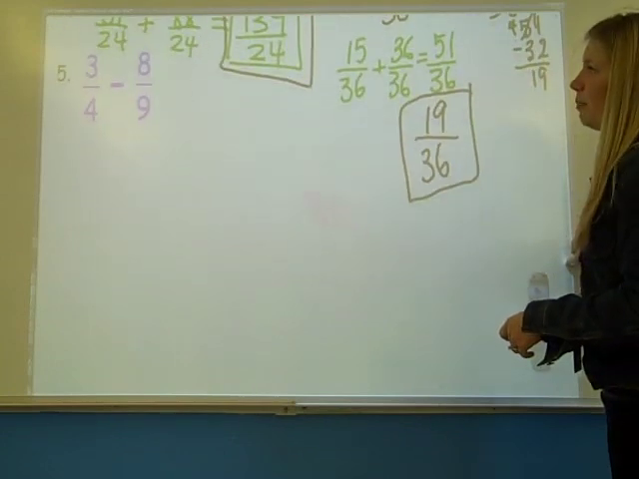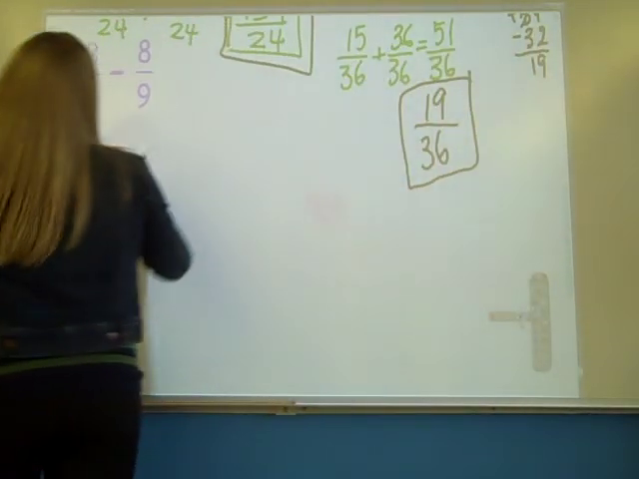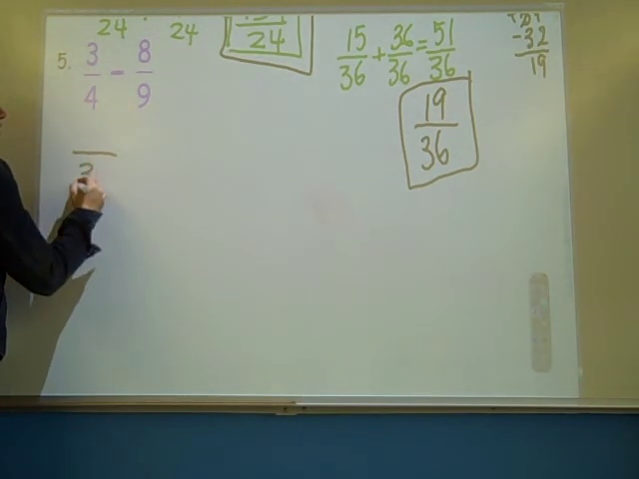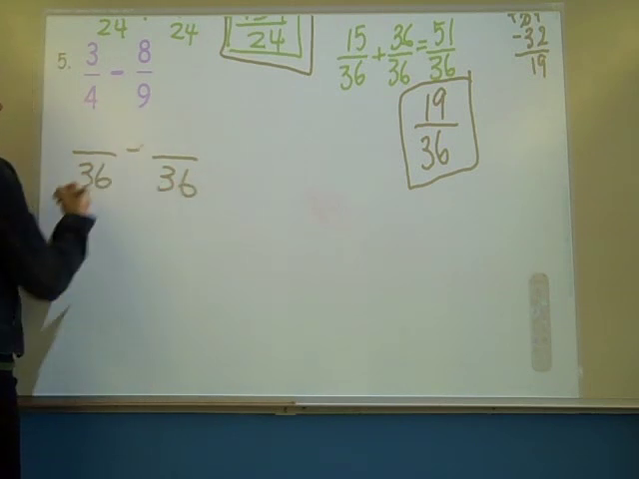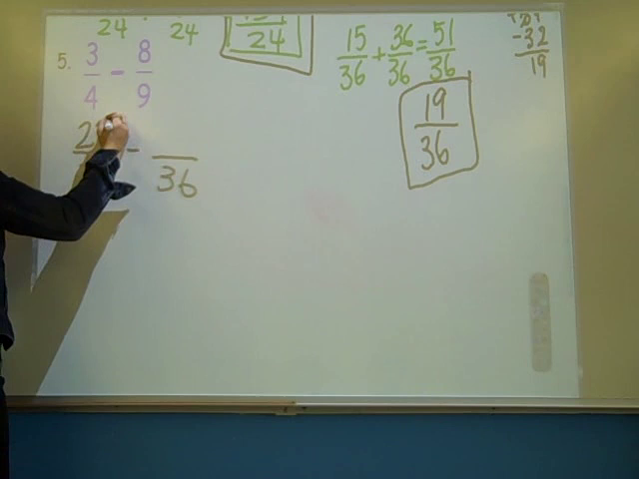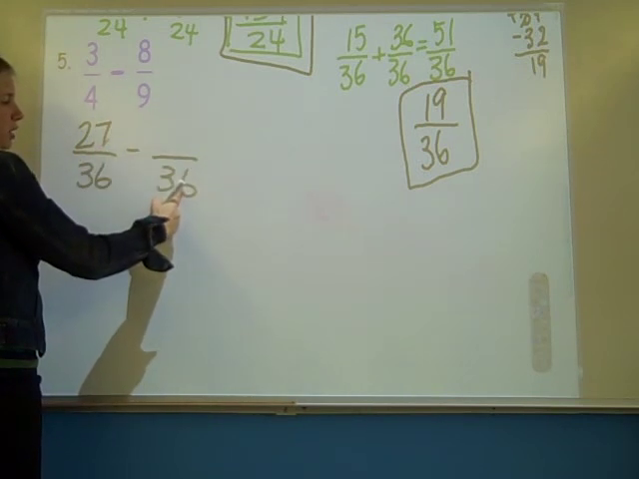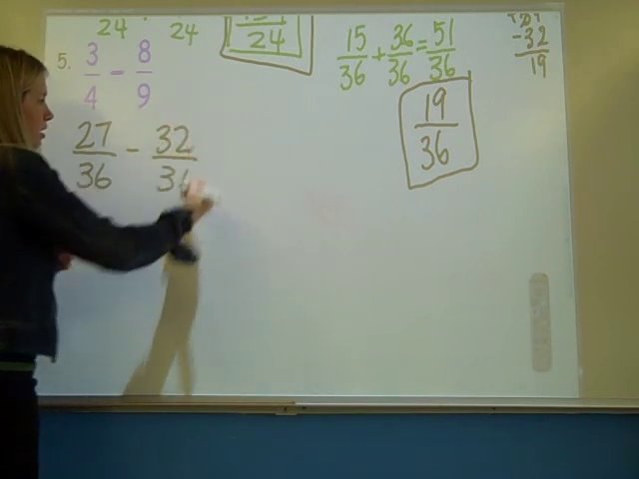Now, sometimes you can't borrow. If I look at number 5, 4 and 9, okay, I have common denominator 36. Bring down my subtraction. 4 times 9 is 36. 9 times 3 is 27. 9 times 4 is 36. 8 times 4 is 32.